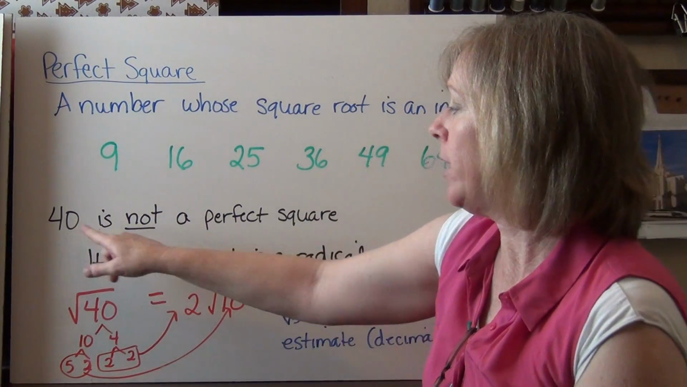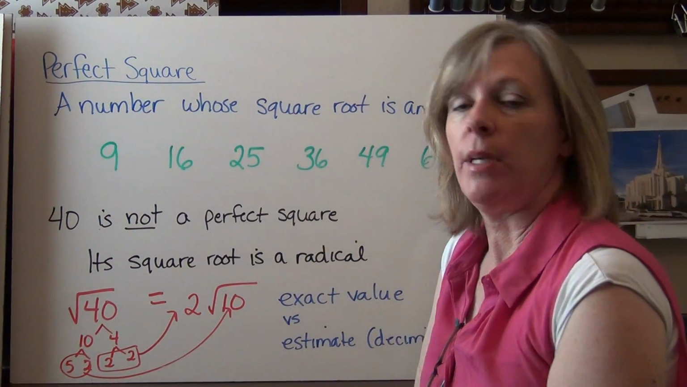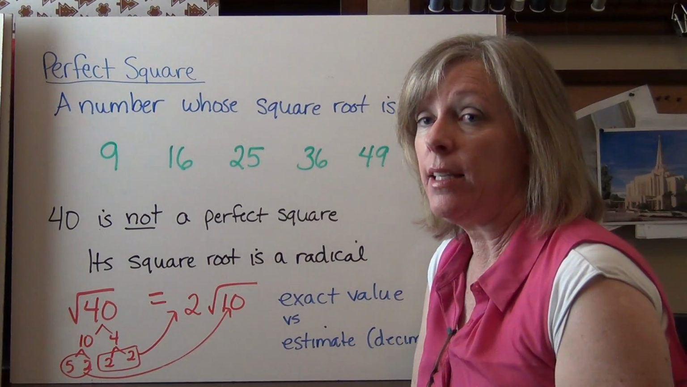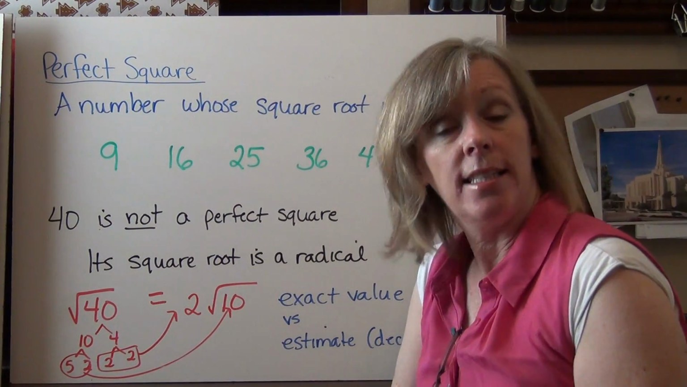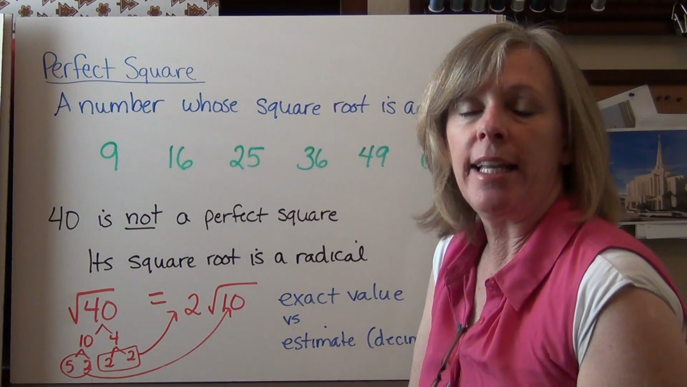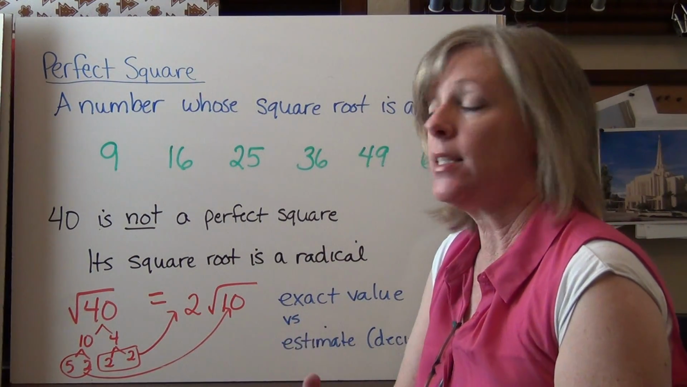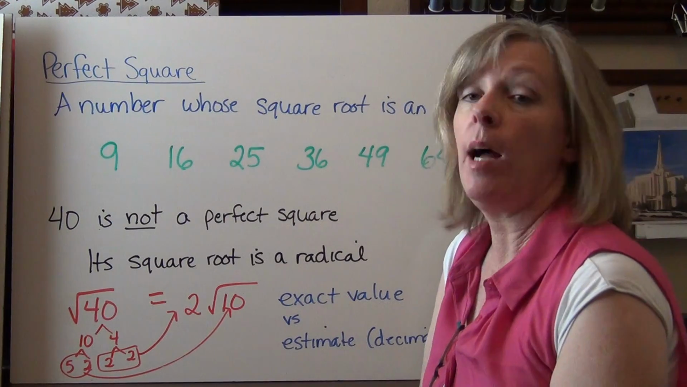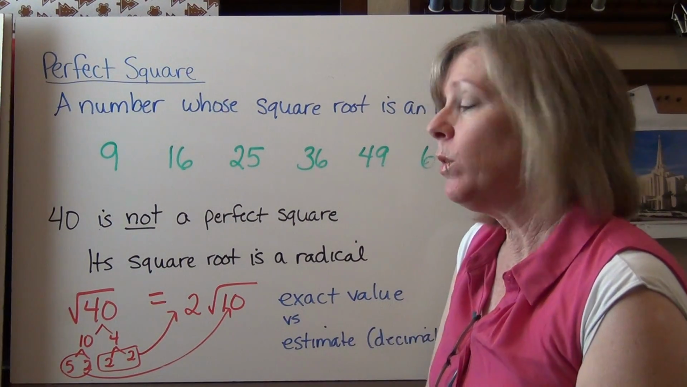However, 40 is not a perfect square, because I don't have a number like 6 times 6, well that gives me 36. 7 times 7, 49. There is no integer that I can multiply times itself to get 40. So 40 will not be a perfect square. Its square root will be a radical.